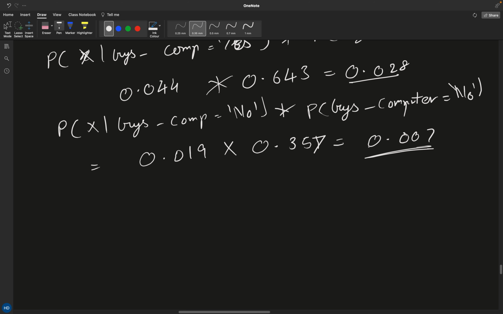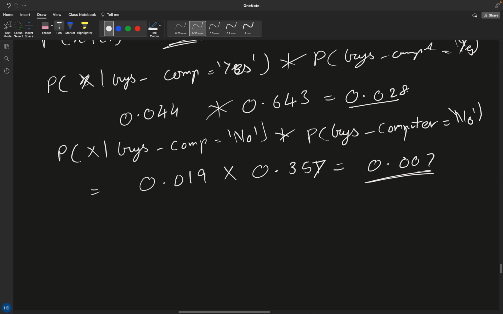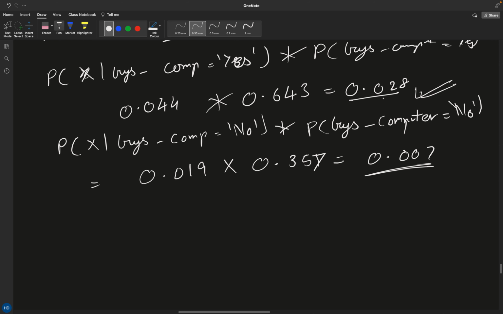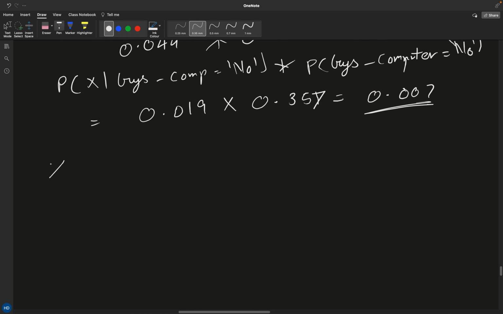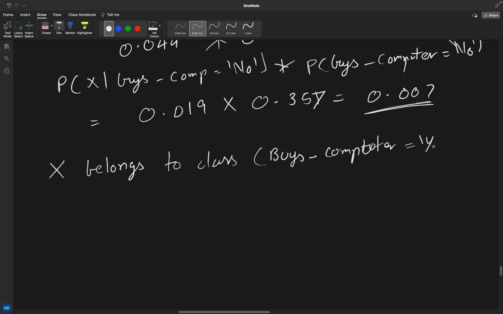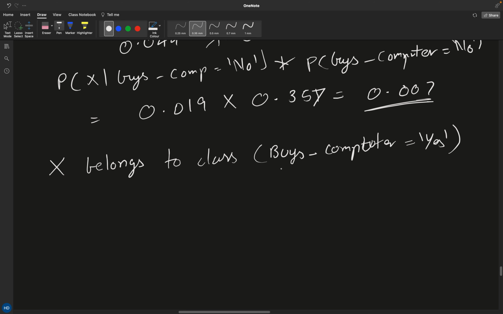Now you use logic. Probability किसका ज़्यादा है, yes या no का? Yes का 0.028, which is obviously greater than 0.007. ठीक है? So you safely write X belongs to class buys underscore computer. This is basically the attribute name, same to same, computer. Yes, that is your final answer.